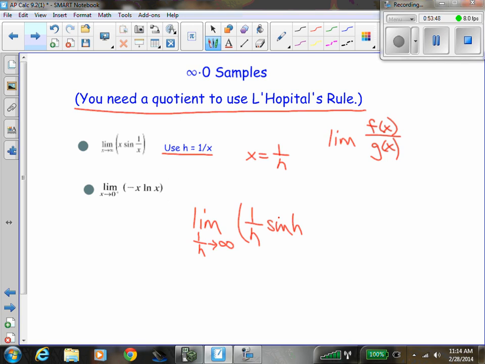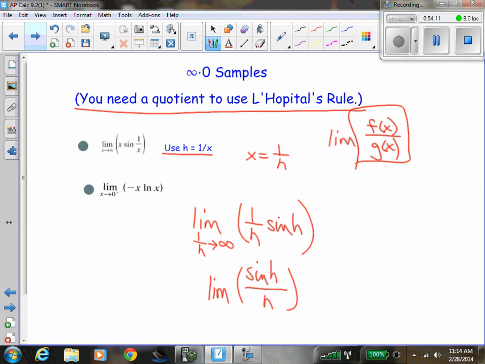Okay, now, there's some good and maybe some bad. Here's the first thing that's good. I'm going to write the limit, and I'm not going to put what goes down below yet, but do you see that I could write this as sine of h over h, and therefore I have a quotient, because I cannot use L'Hopital's rule unless I have a quotient.